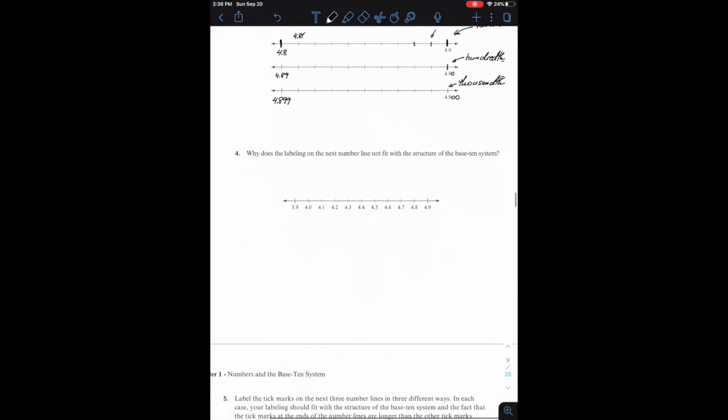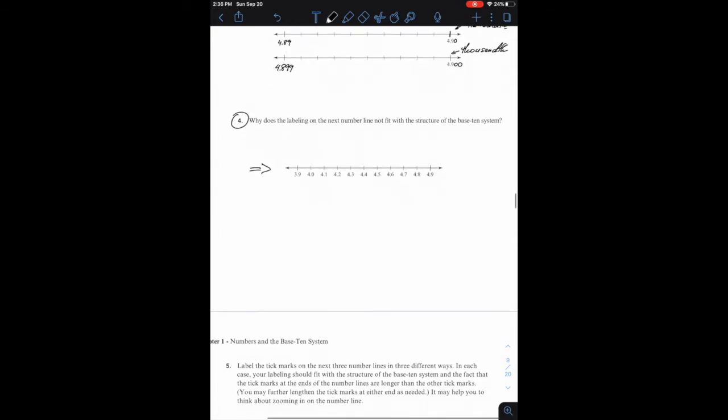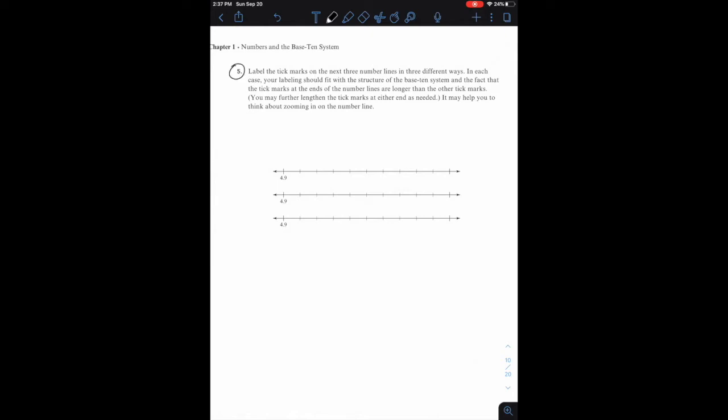And finally, I'd like you to explain what's happening with this particular student error analysis. Why does the labeling on the next number line not fit the structure of the base 10 system? What is happening here that is not consistent with the base 10 system? It's often helpful to think about what they do know and what they don't know. And I'm going to leave number 5 to you.